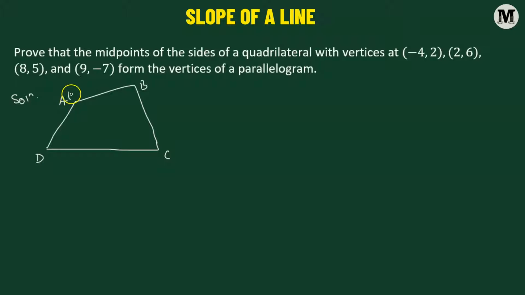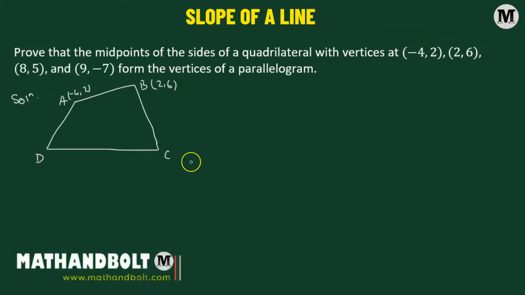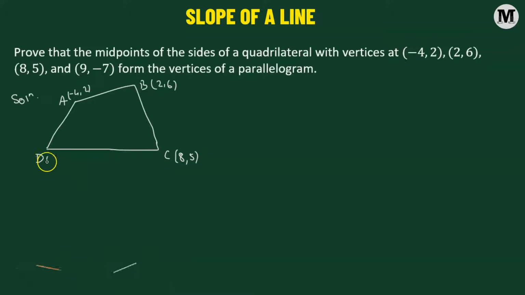So A has the coordinates -4, 2. B has the coordinates 2, 6. C we'll consider having coordinates 8, 5, and D having the coordinates 9, -7. Now let's consider the midpoints of each of the sides of the quadrilateral. We'll start with AB, and name the midpoint D. BC, the midpoint is going to be at E. The midpoint of side CD is going to be at F, and the midpoint of DA, let it be at G.